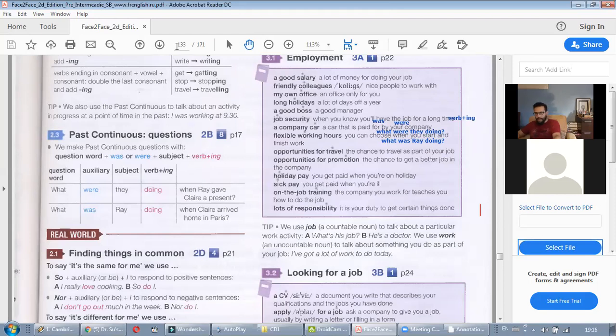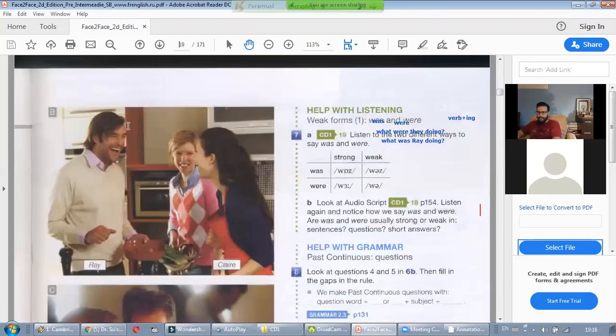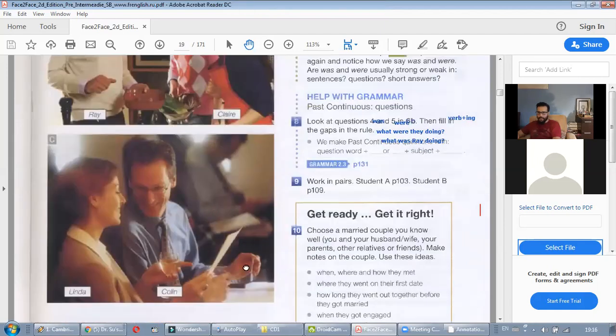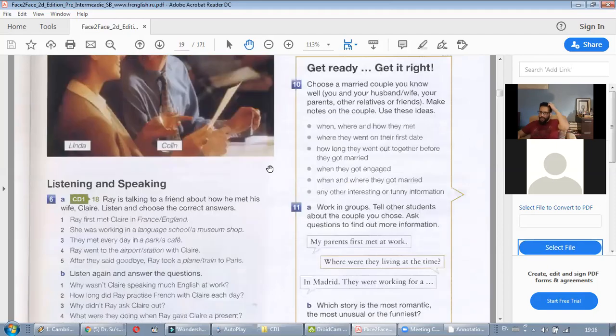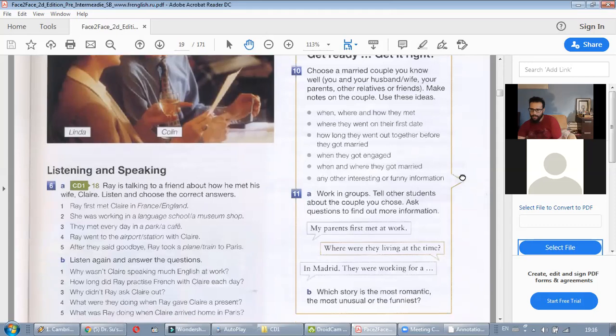So now let's go back and let's check our next exercise. So here in our next exercise, it says, choose a married couple you know. For example, you and your husband, wife, your parents, relative, make ideas. Okay, so I think this one we can skip. When, where, and how they met.